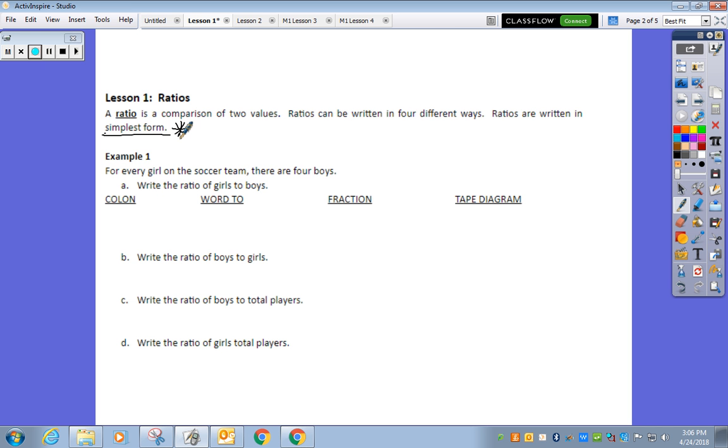So here are some examples. For every girl on the soccer team, there were four boys. These are ratio words that you're going to hear a lot. For every, there are. These are the ratio words that we look for. So what this means is I'm going to have a soccer team. On that soccer team, there's one girl, and there will be 4 boys.